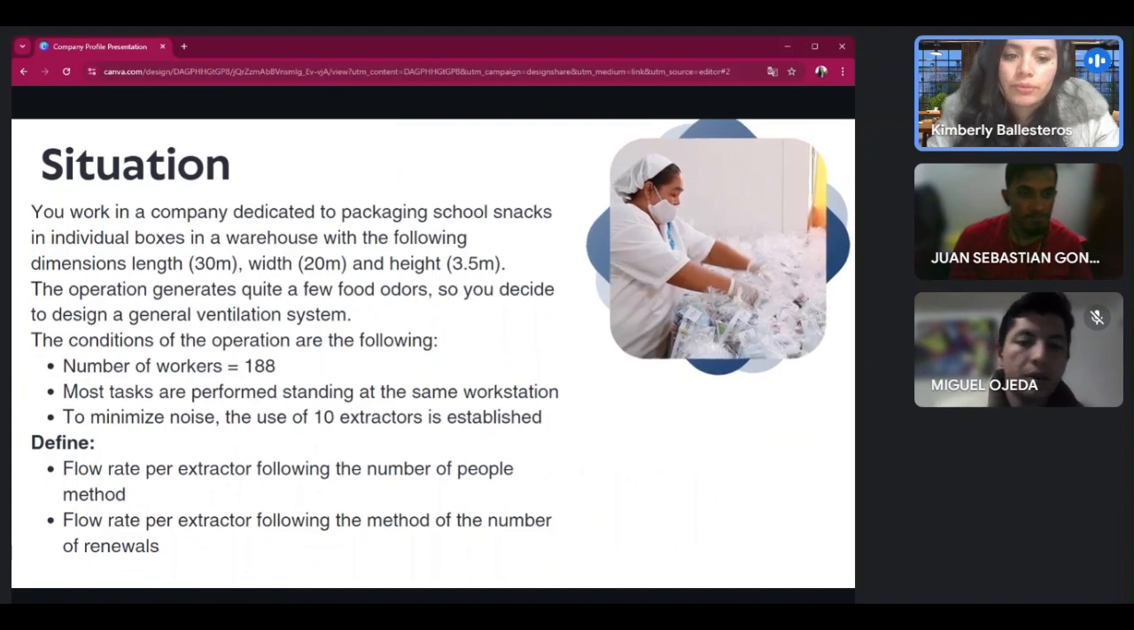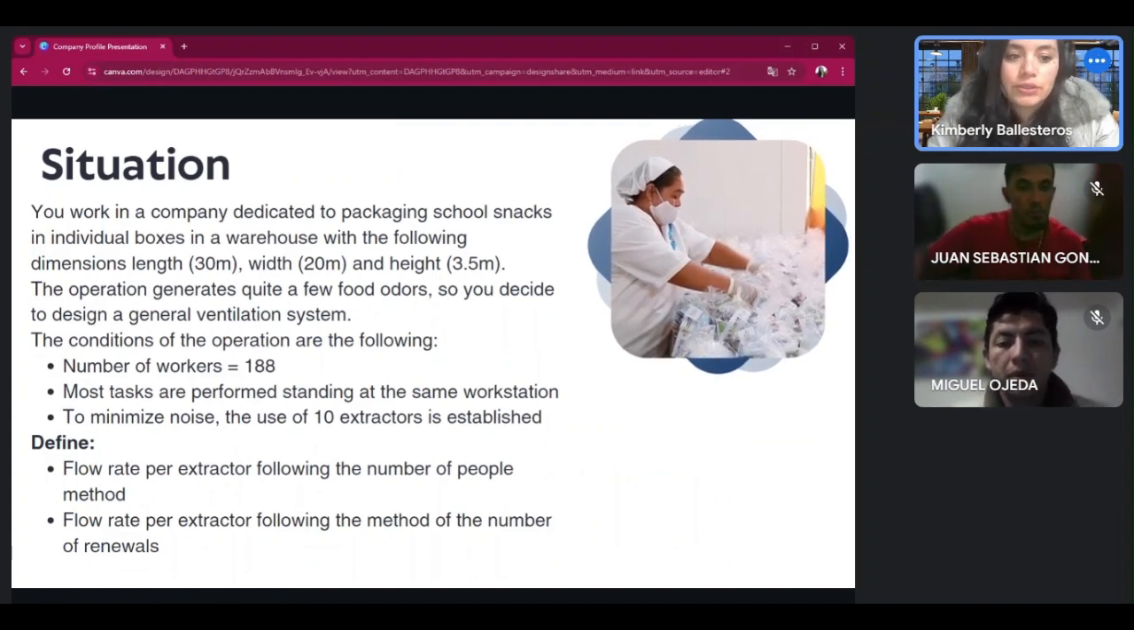You work in a company dedicated to packaging school snacks in individual boxes in a warehouse with the following dimensions: length 30 meters, width 20 meters, and height 3.5 meters. The operation generates quite a few food odors, so you decide to design a general ventilation system.